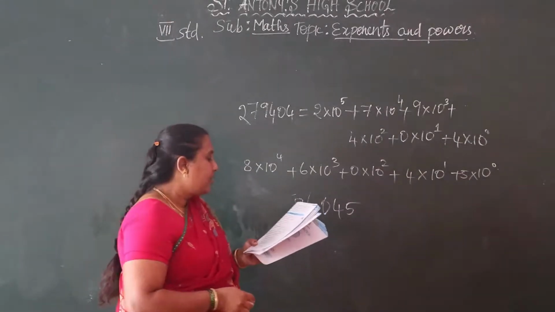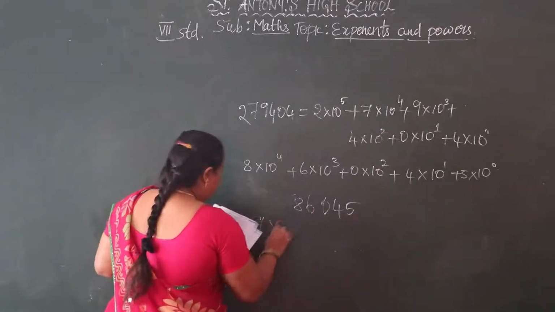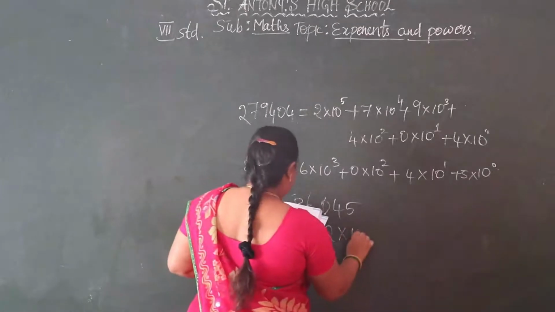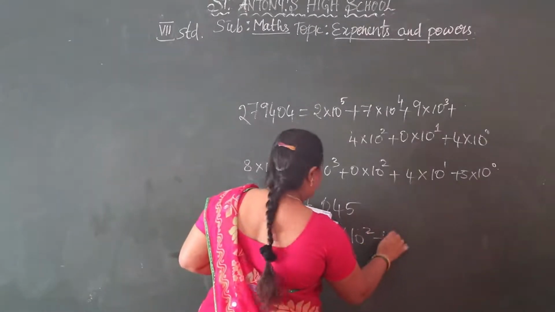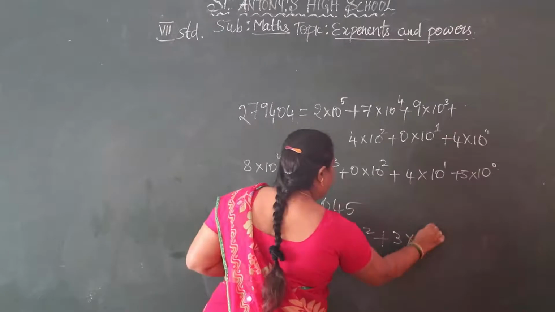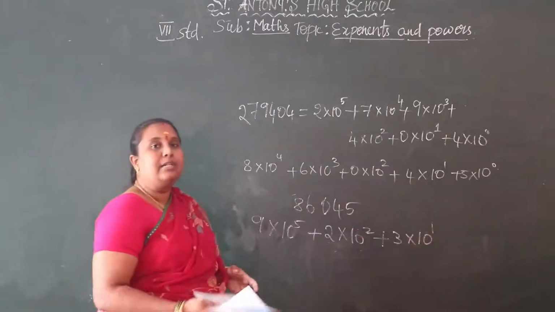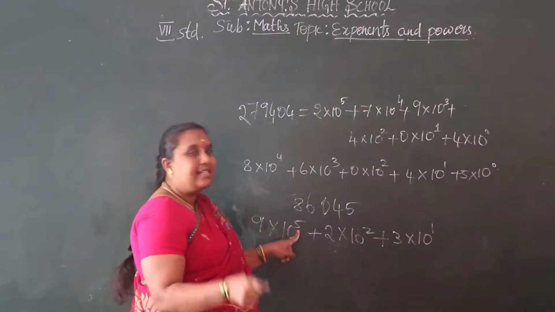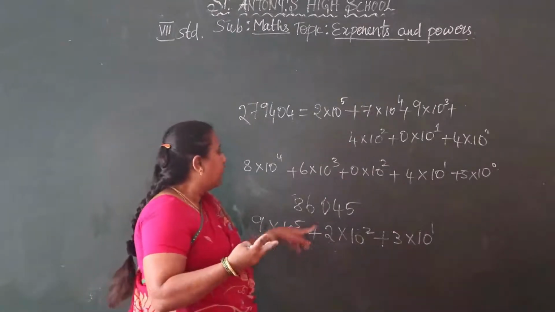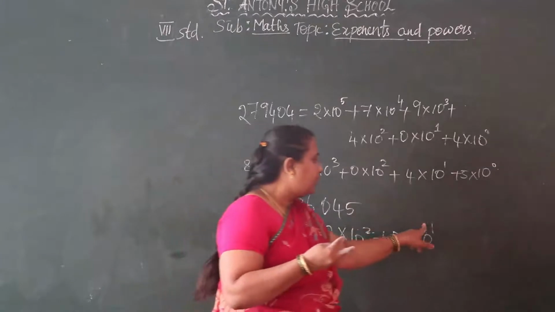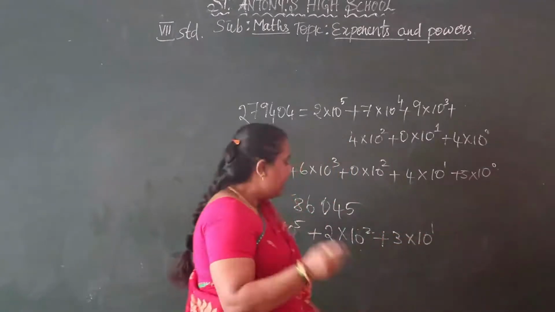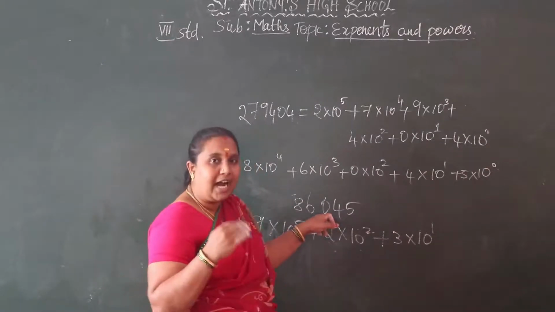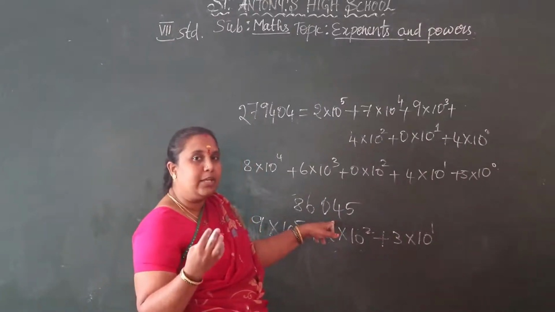And one more expanded form I will do here. See children, 9 into 10 to the power of 5 plus 2 into 10 to the power of 2 plus 3 into 10 to the power of 1. Now let us check the exponents in decreasing order. See, 5, there is no 4, there is no 3. Now we have 2 and 1, there is no 0. For those missing exponents we have to add 0 here.